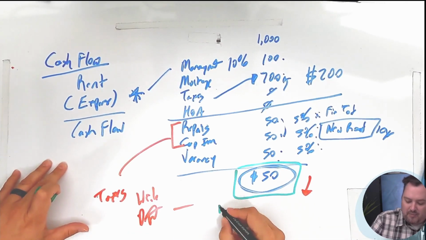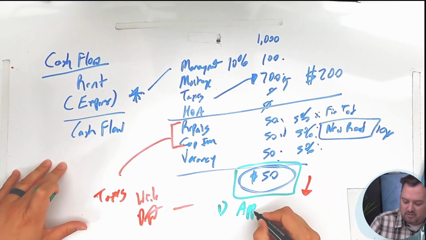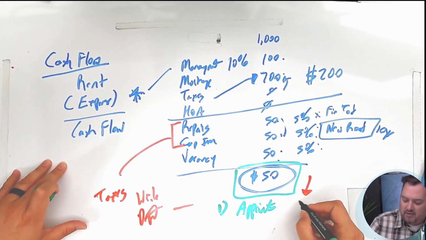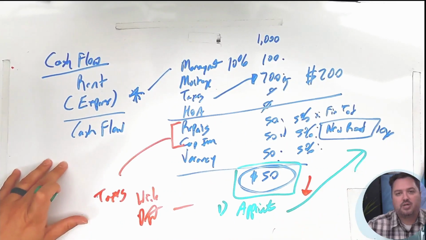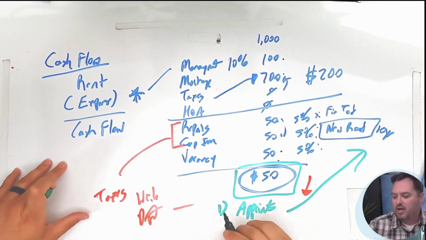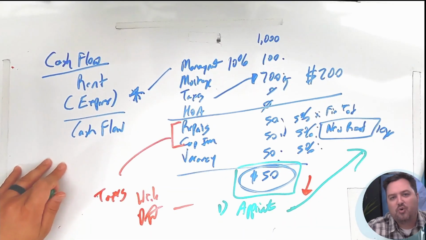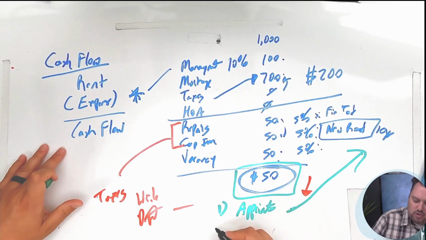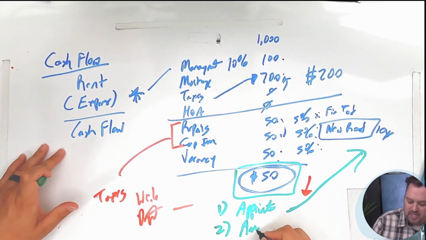Well, one way that you make money is appreciation. Every single month or over time, real estate goes up. Now it goes up and down, but over time, real estate goes up. It appreciates over time. Number two, you have what's called amortization.